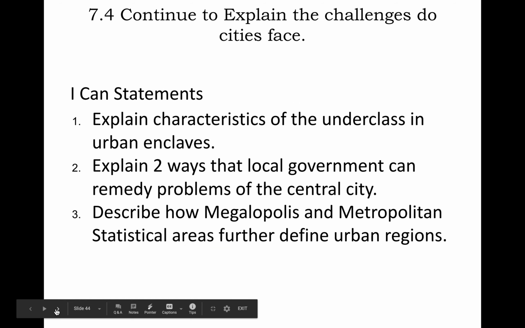All right, 7.4. Continue with explaining the challenges of the cities. These I can statements explain the characteristics of the underclass in urban enclaves. 2. Explain 2 ways that local government can remedy problems of the central city. And 3. Describe how megapolis and metropolitan statistic areas further define urban regions.